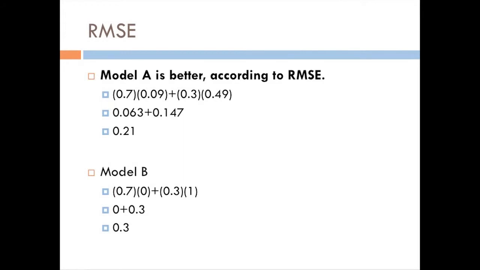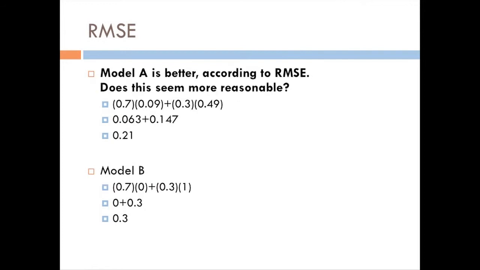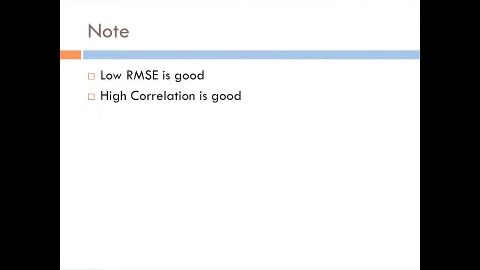So according to RMSE, model A is better, and that should kind of match our intuitions, because model A is predicting that the student will be right 70% of the time, and the student is, whereas model B is predicting the student will always be right, even though they're only right 70% of the time. So this does seem more reasonable. RMSE is coming up with a more reasonable result than mean absolute error.